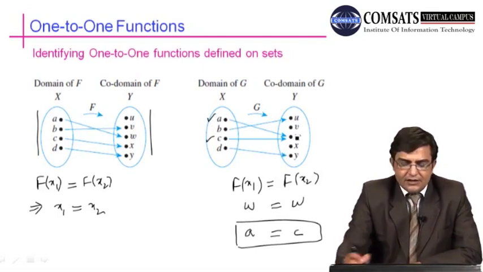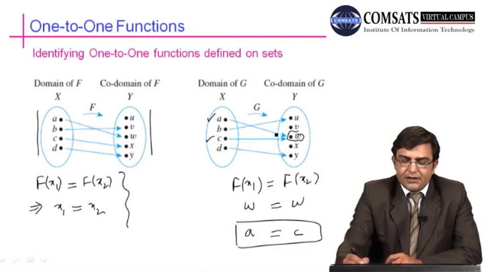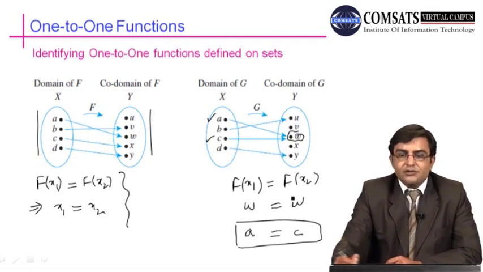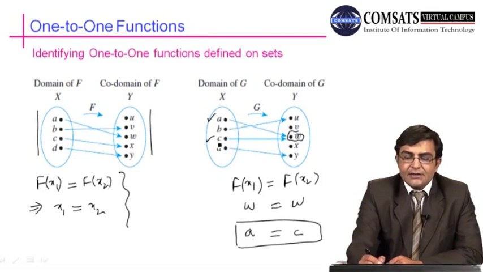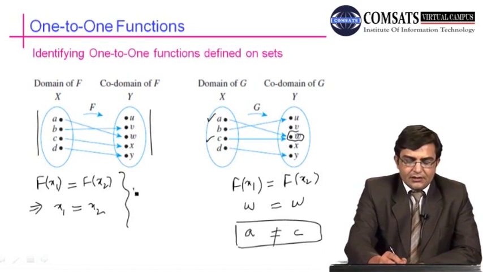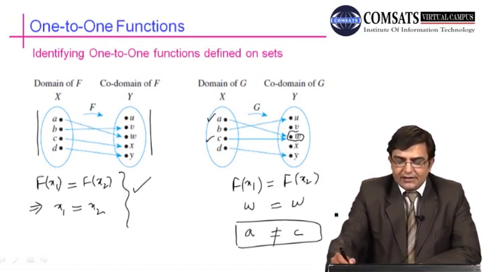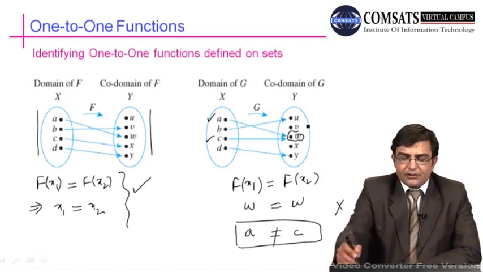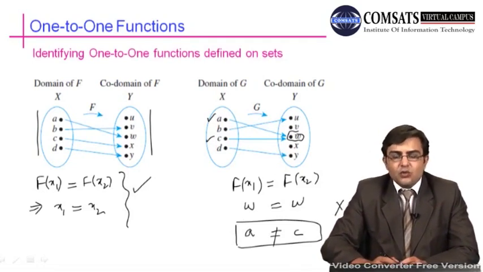Now you can understand this condition in a better sense: if the range is one number, its pre-images are two, because w is equal to w, but its pre-images are A and C. Now A and C are not equal, so this condition is violated here. This condition is true in the first case, but in the second case it is violated. Therefore this arrow diagram doesn't represent a one-to-one function.